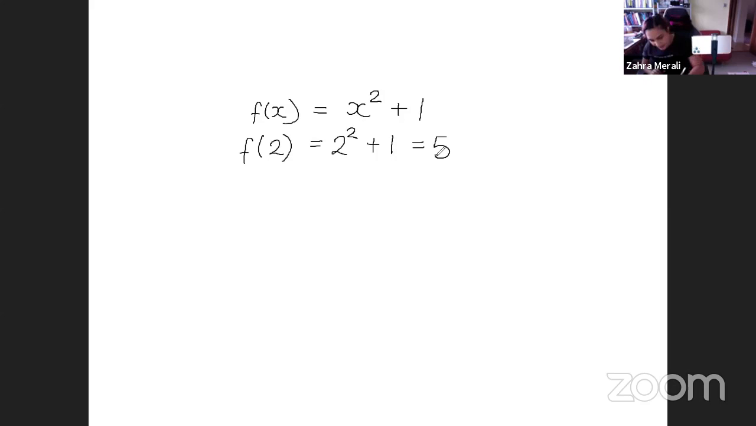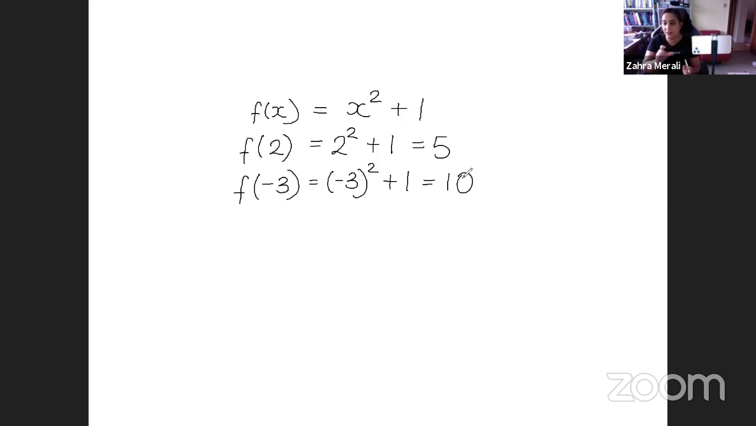So if I had f of a minus number, now this is really important. A minus number squared is always positive because you've got minus times a minus, which gives you a plus. So minus 3 squared would give you 9 plus 1, which would give you 10. So that's what a function does. If you change the input of a function, all you do is replace the thing where the x is.